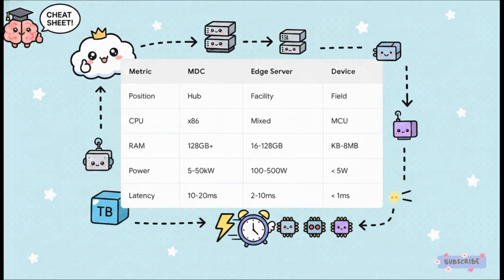Notice the flow here. Network position goes from regional hub down to outermost field endpoints. The CPU shifts from high-density x86 down to single-core microcontrollers. RAM drops from terabytes in MDCs to literal kilobytes in constrained devices. Power plummets from 50 kilowatts per pod down to mere microwatts. The SWaP-C challenges evolve dynamically as we move outward, from capital expenditure and thermal dissipation all the way to extreme battery longevity and memory constraints at the edge.